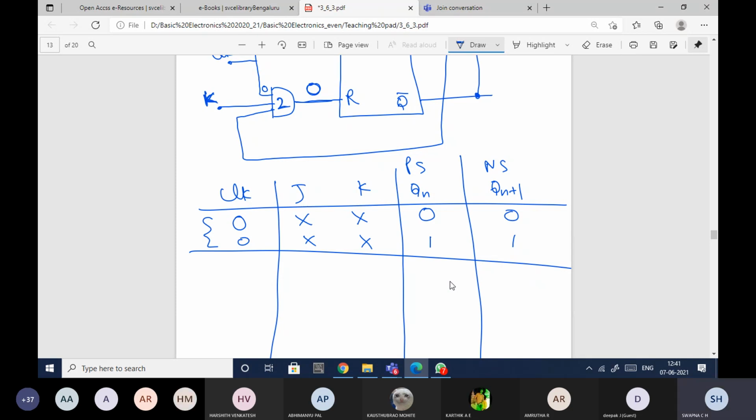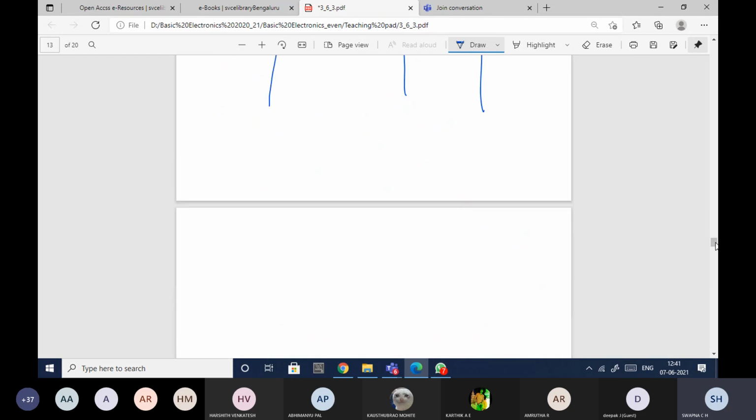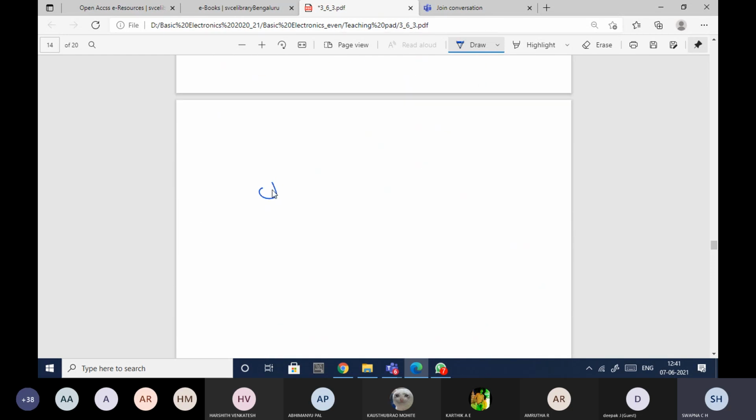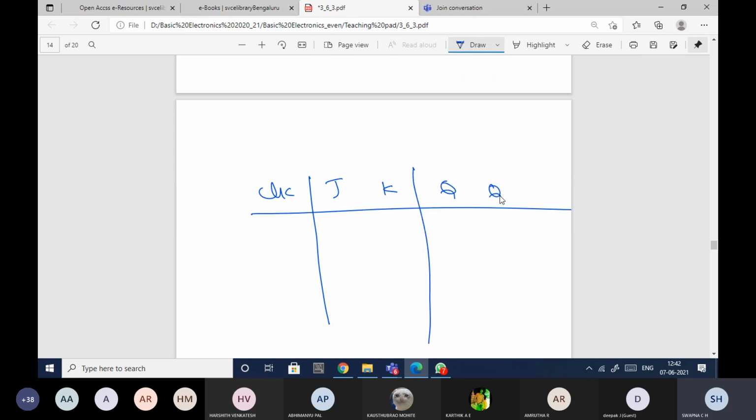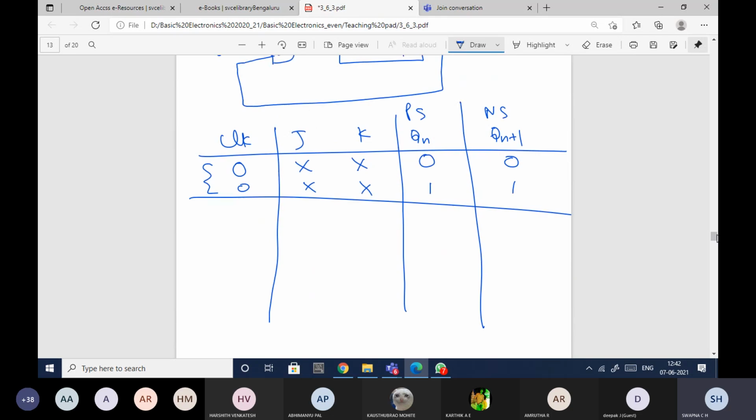Everybody, it's clear to all of you? Okay, so let me write the short truth table as well. Clock, J, K, Q and Q bar. When clock is 0, whatever the J and K values might be, the next state is not changing. So this is what we have shown here.